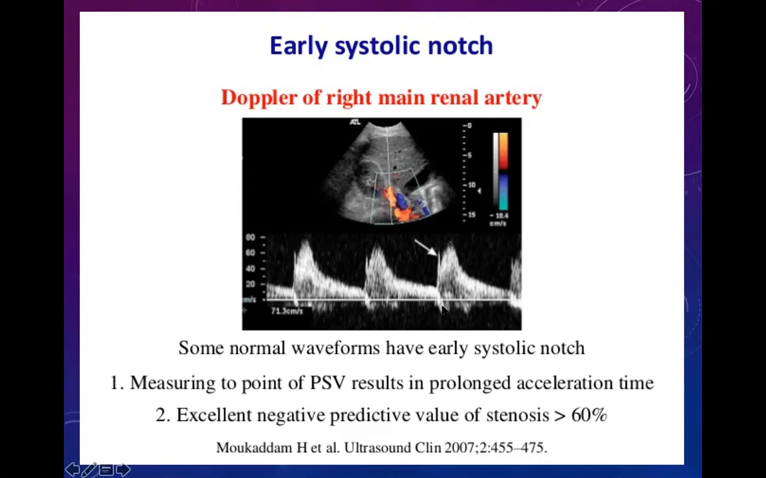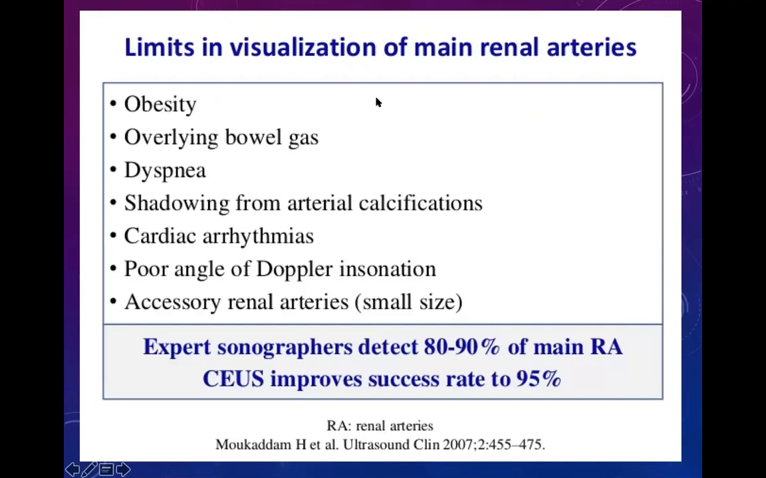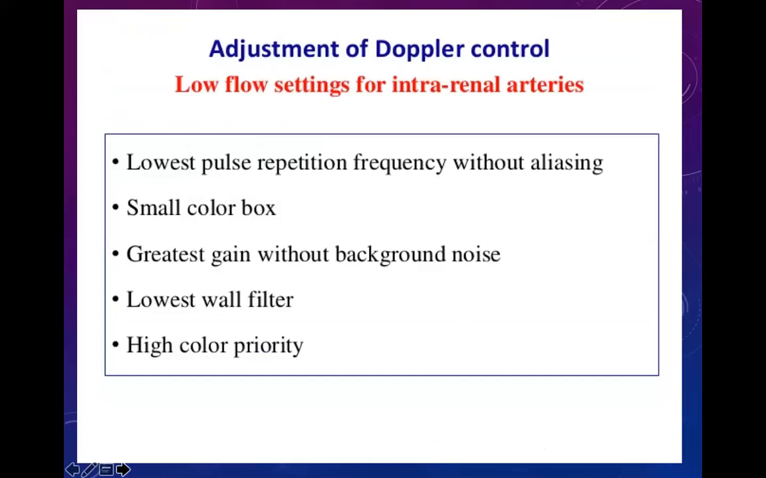So limits in visualization of main renal arteries, when can you say that, okay, I had certain problems in seeing the renals? When the patient is obese, when there is overlying bowel gas, when there is dyspnea, when there is shadowing from arterial calcification, when there are arrhythmias, if there is a poor angle of insonation, if there is an accessory renal artery which is small in size, then you may not be able to see. So expert sonographers detect 80 to 90% of main renal arteries, and enhanced ultrasound improves success rate to 95% in a good Doppler technologist's hands.